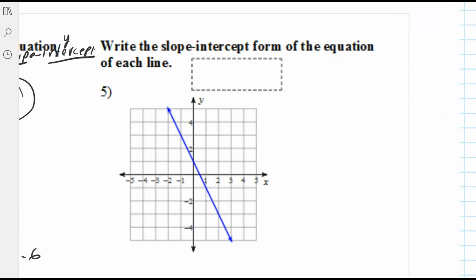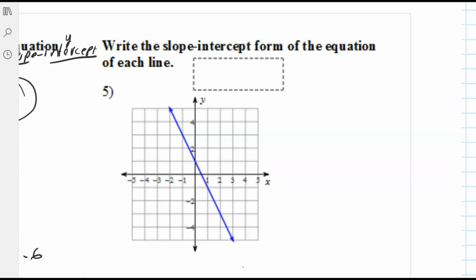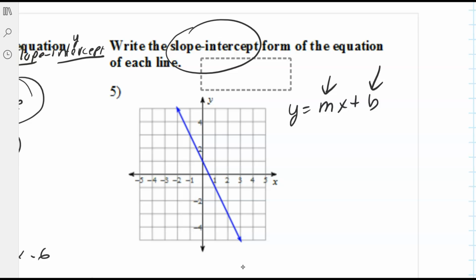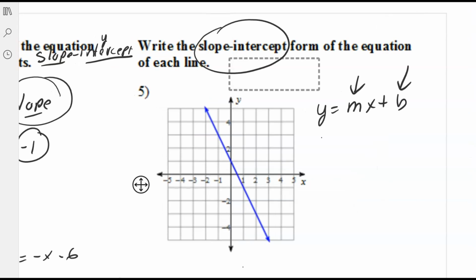Okay, and then the last one, write the slope-intercept form of the equation of the line. Well, the first thing we're going to need is slope-intercept form, so that's y equals mx plus b. That means we need the slope and we need the y-intercept. So it's going to be y equals blank x. This is either going to be a plus or a minus. So I need the slope. To find the slope from a graph, do the same thing we did before. Looks like it's down 2 over 1. It's a negative slope. Going from left to right, it's going down.